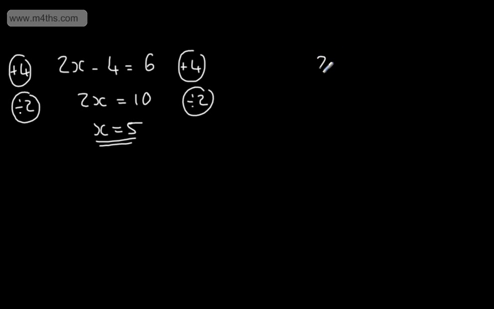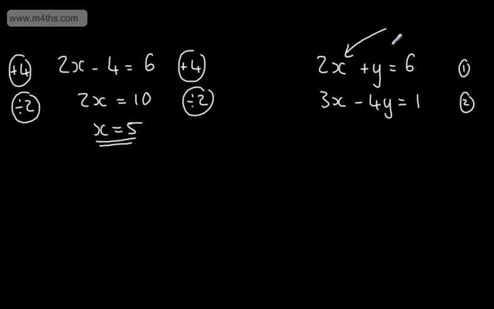An example might be 2x plus y is equal to 6, and 3x minus 4y is equal to 1. So this time we have two equations. We generally label them 1 and 2. We have two unknowns to solve for. I need to solve for x and I need to solve for y. So if I'm solving now for two different variables, I need at least two different equations. I can't do it with just one equation.